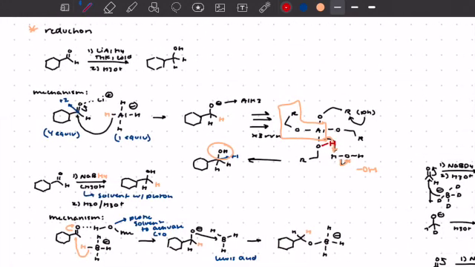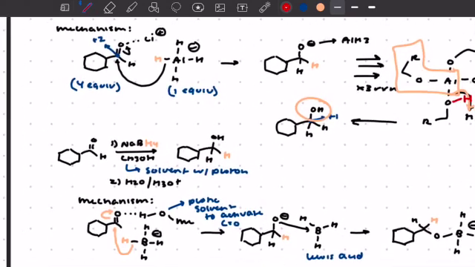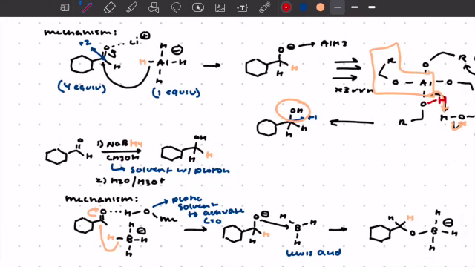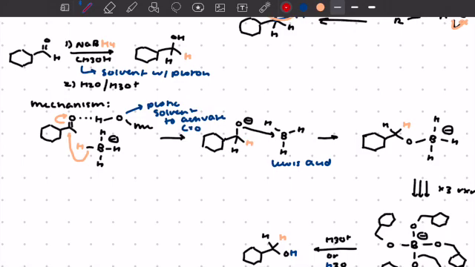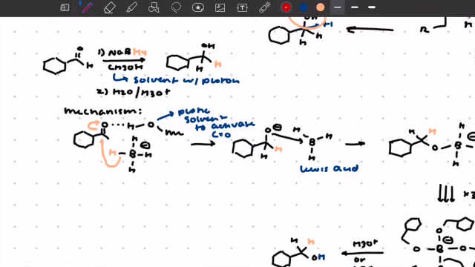Another reagent you could use for this reduction reaction is sodium borohydride, NaBH4. The reaction mechanism is very similar, except it's with borohydride instead of aluminum hydride. Personally, I don't have a preference on which one I would use. So we're going to be using an aldehyde in this situation.